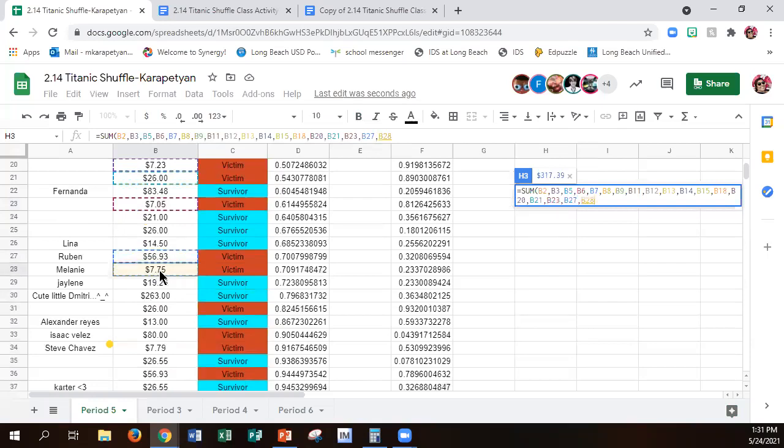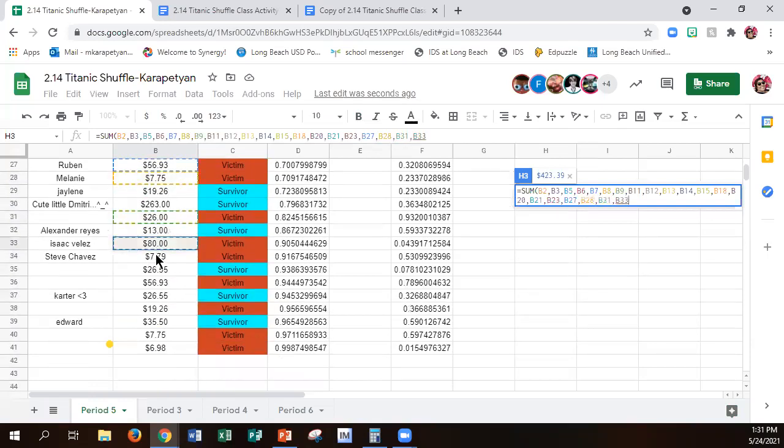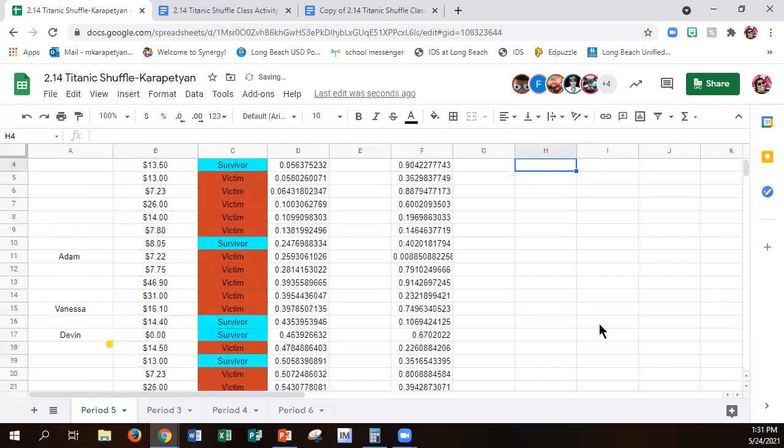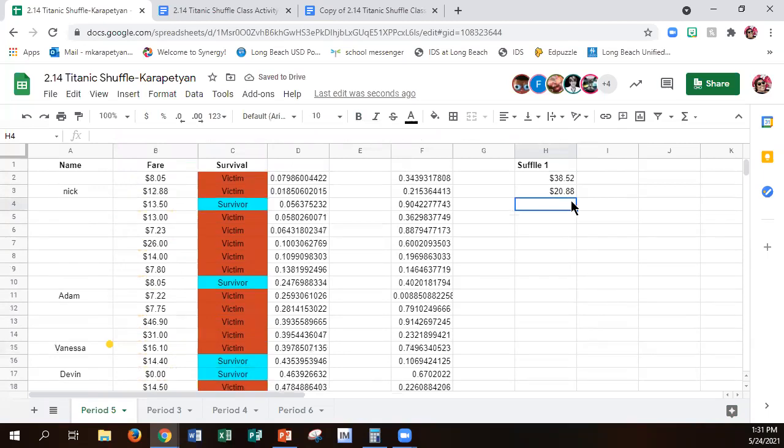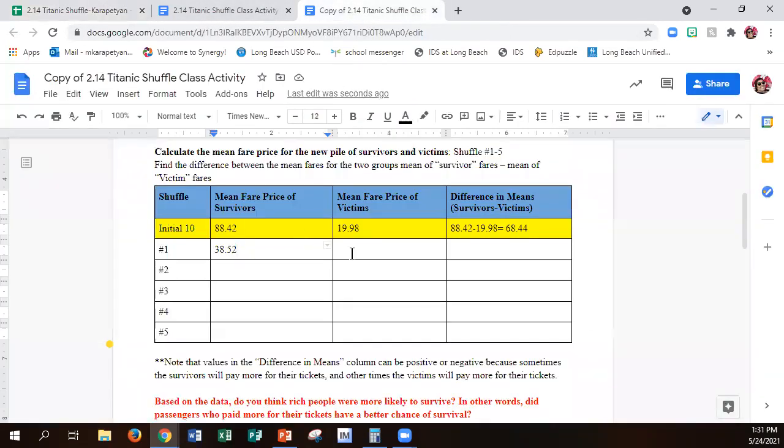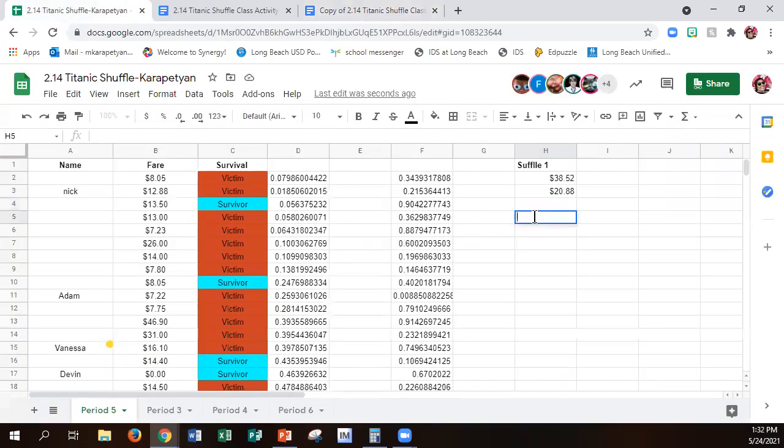Sorry. You're like, oh, great, Miss K, this is so entertaining, you selecting things. All right, and then we're going to divide this one by 25 because there were 25 victims. So this one is 20.88. I want you guys now to go ahead and calculate the difference in the means while I reshuffle. So 38.52, 20.88, calculate the difference in the means.